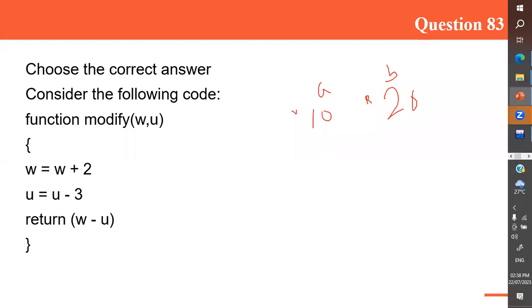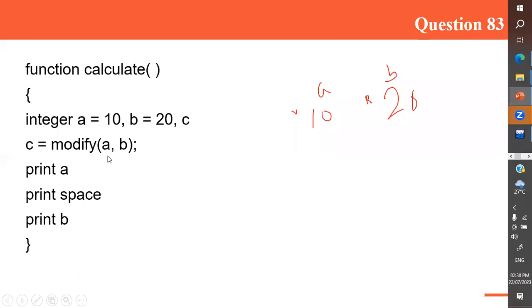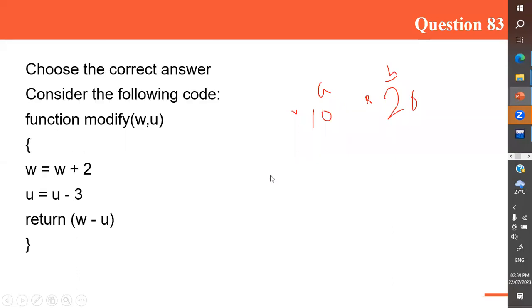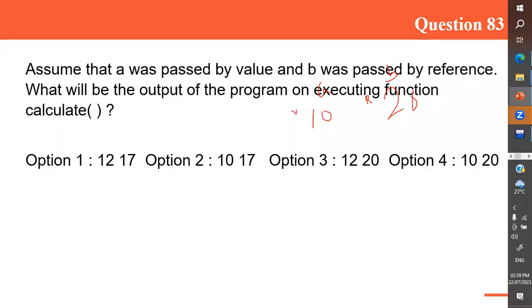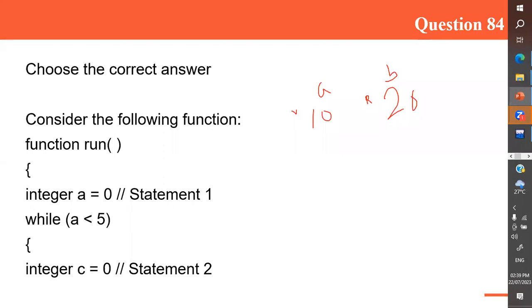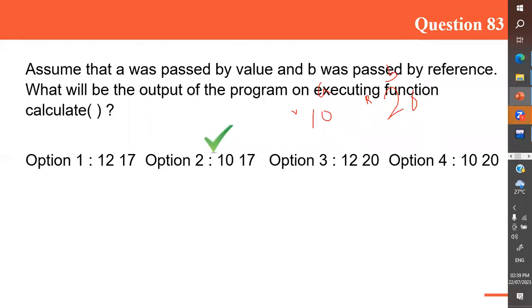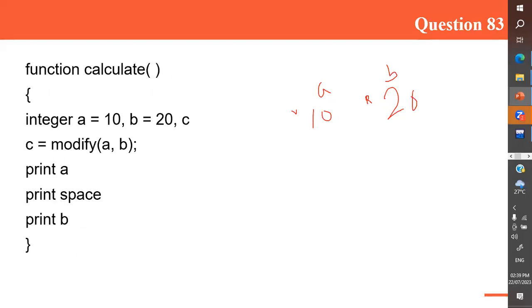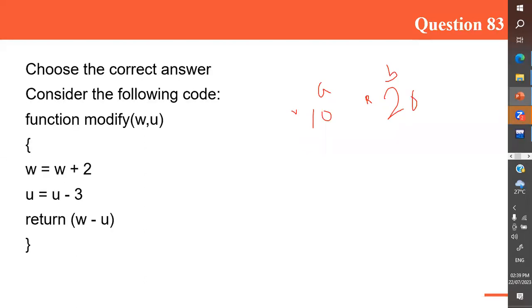Calculate function. 10 and 20 are passed here. A and B are 10 and 20. Then print A, print B. Oh, we are not printing the result. We are printing the values only. That means we are printing the updated values. What are the updated values of A and B? We have to predict. Yeah, return value is minus 5, I guess. Okay, return value is not the problem here. We have to worry about the updated values of W and U that we have to print.